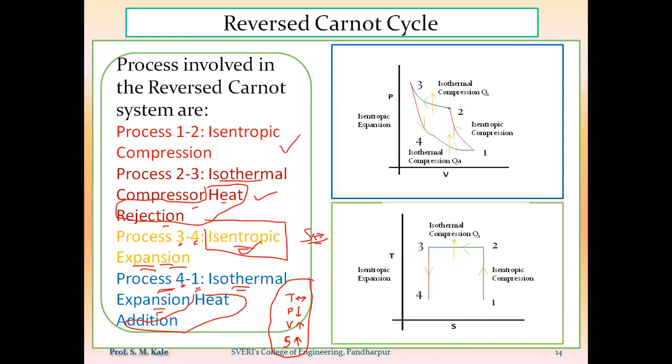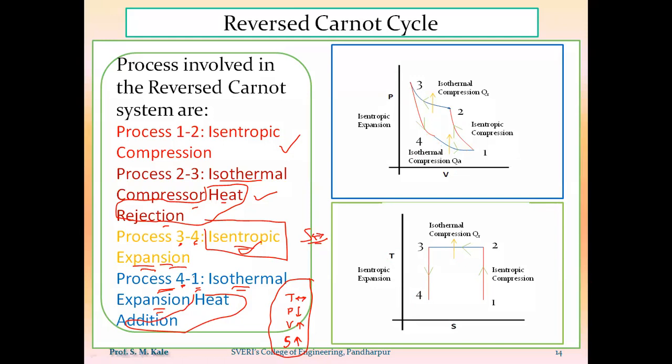we can draw the isothermal expansion heat addition process on the PV diagram in this fashion. That is nothing but process 4 to 1. Process 4 to 1 will be called the isothermal expansion heat addition process. And if I want to draw the isothermal expansion heat addition process, this is the process 4 to 1.